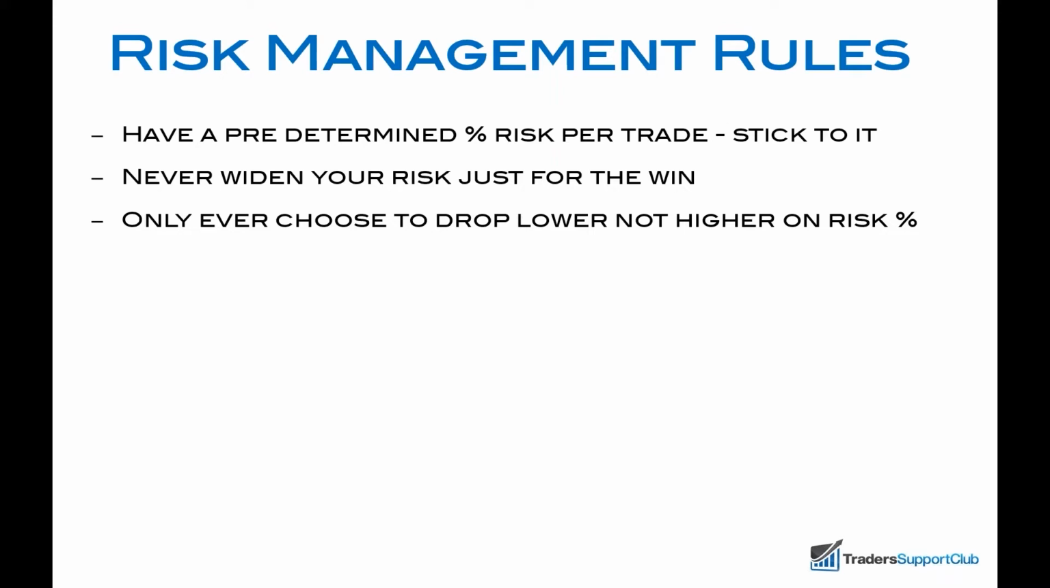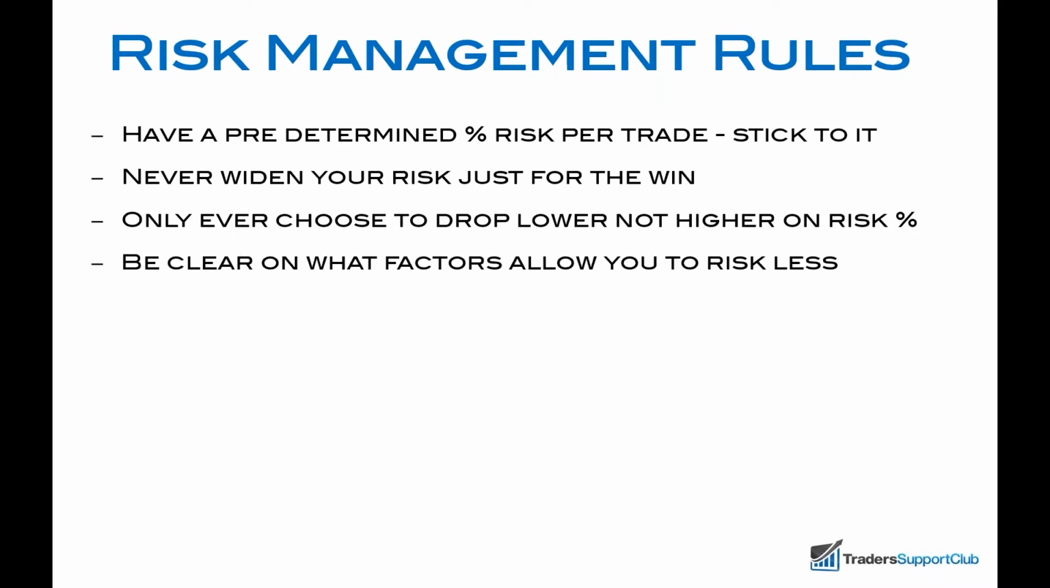If I see a chart that looks technically more in alignment, or I've got additional things backing up more than what I normally need, I won't go and risk more. So I won't up my risk past my level to do that. Then here, be clear, as I've just said, on what factors allow you to risk less. So at what point is that trade a no trade versus a trade that you can go in at a half stake, all right?